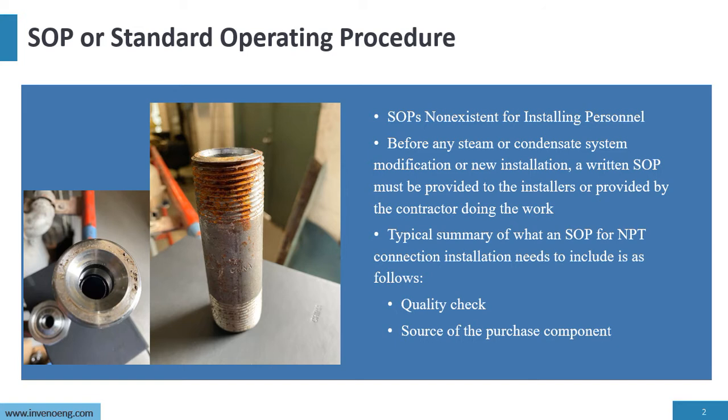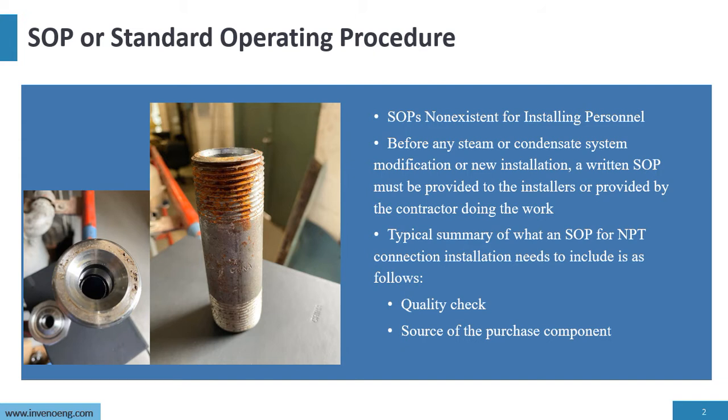If a contractor is coming in to do the work, ask them for a written SOP that they're going to follow. Simple as that. As you can see in the pictures on the left-hand side, these are not properly prepared for going into a steam system. It's going to leak. That's why we have to have a quality check.